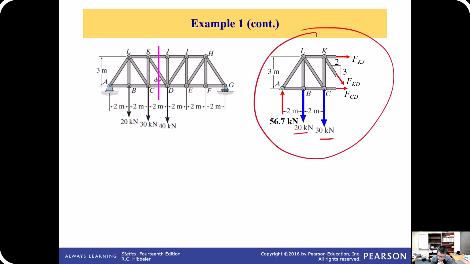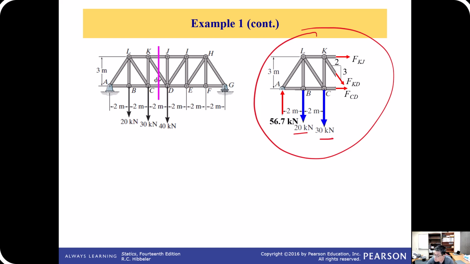So what we do first is take a moment about point D, because if we take a moment about point D, the lines of action of FKD and FCD both pass through point D. So FKD and FCD have 0 moment about point D. So the only thing unknown is FKG. Which means if we take a moment about point D, we can solve FKG directly.